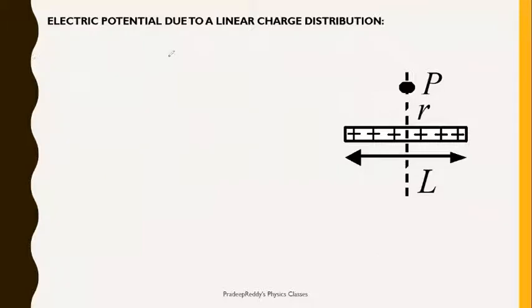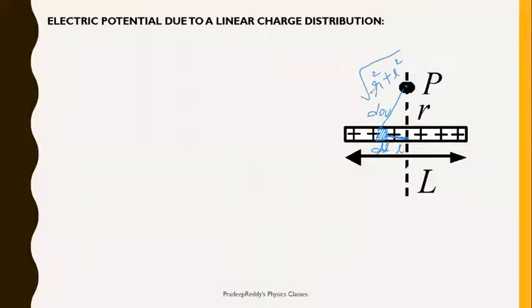Suppose you forgot the electric field formula. In such cases, you simply choose a very small element over here. This element has charge dq and some length dl, and this is the point where you are finding the potential. This distance you can write as L, and the total separation is under root r square plus L square, from Pythagoras theorem.